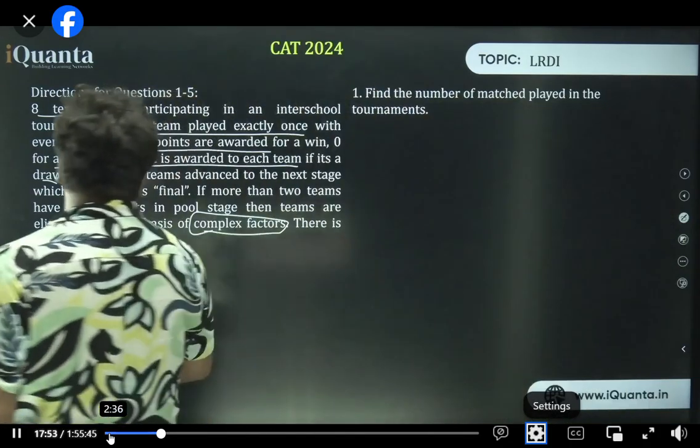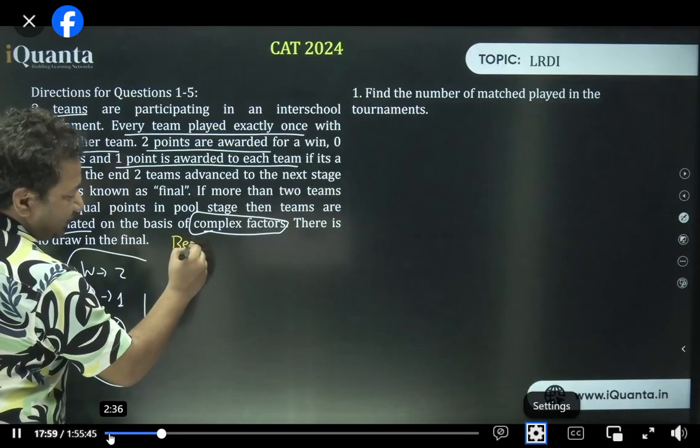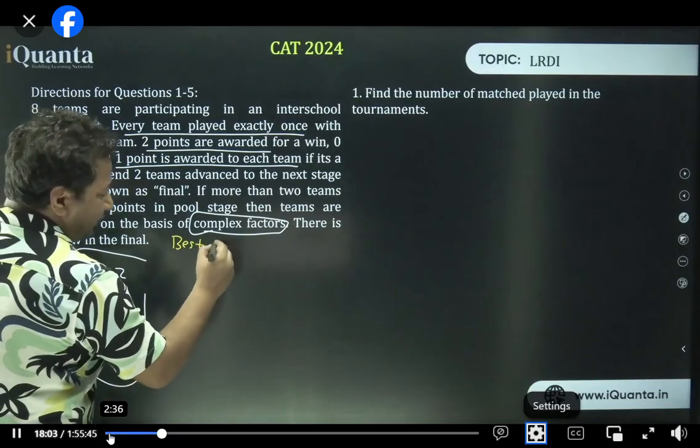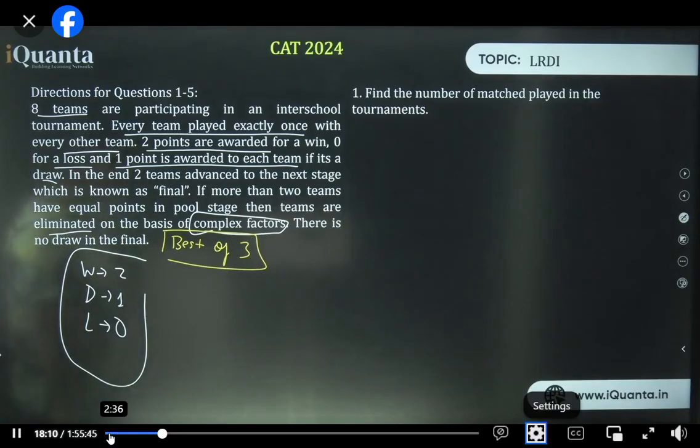I'm going to add something over here. In the final, I think this is missing in the question. Otherwise, the question will make no sense. We'll take best of three. Best of three games. That is an additional thing which was missing in the question. Otherwise, the question will become very easy. So let's make it a bit complex.